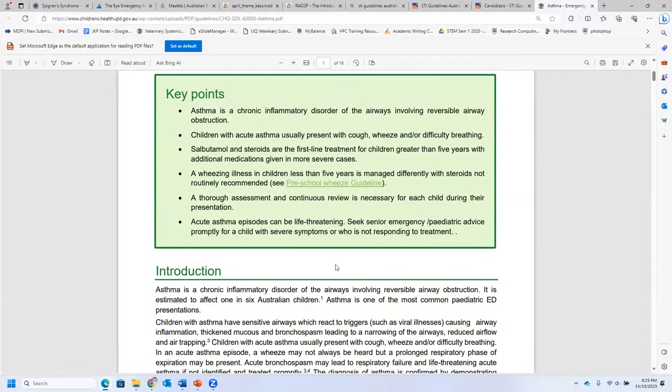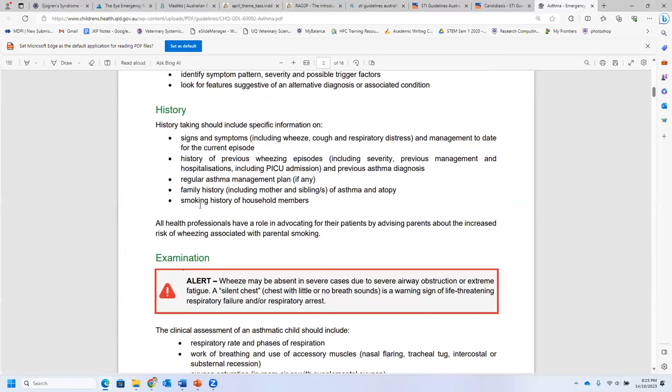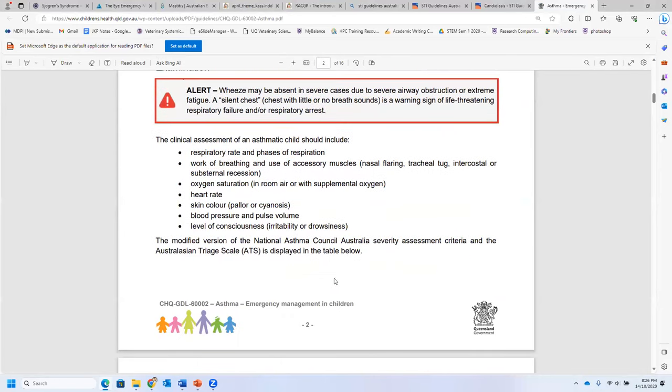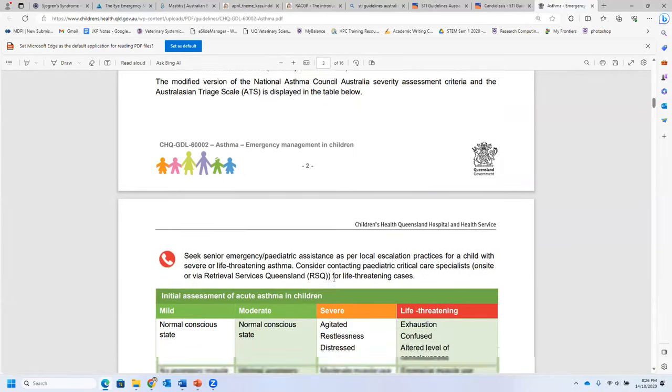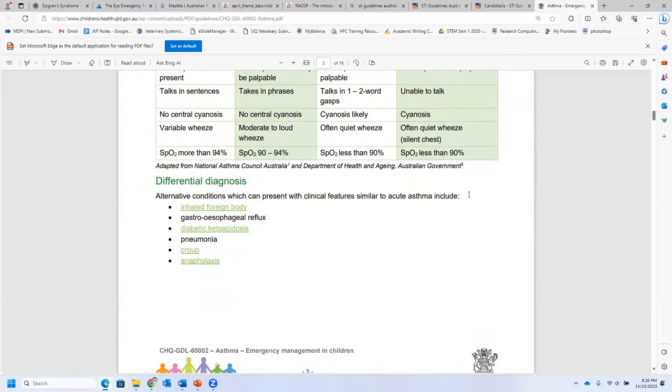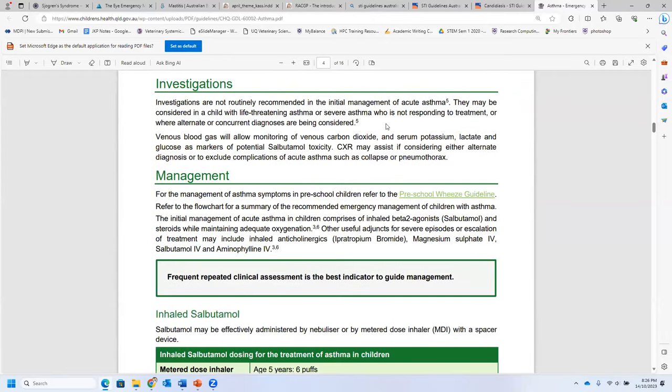Asthma emergency management of the children. You guys already know about the asthma history as well. Clinical assessment, you guys need to know about. You need to check the respiratory rate and phase of respiration, whether the patient is having increased work of breathing and using the accessory muscles, like intercostal substernal recession or not. What's the saturation of the patient? What's the heart rate? Is the patient cyanosed or not, is blood pressure and pulse being affected or not, or whether the patient is just irritable or becoming drowsy. So on these bases, we have mild, moderate, severe, and life-threatening asthma. Investigation. You don't need to do any investigations because in acute asthma, we know just clinically that the patient is having an acute respiratory attack.